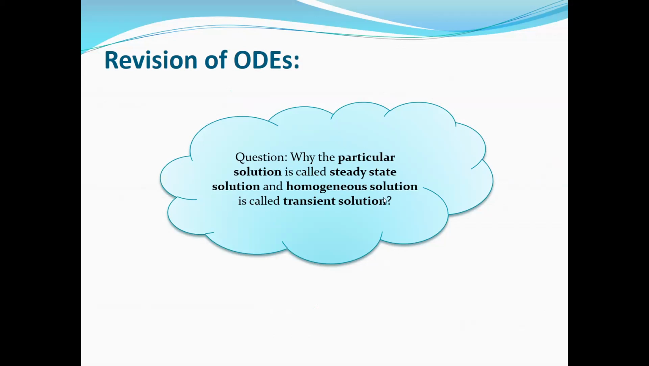In this course, in vibrations, we call the particular solution, the YP, which I explained in the previous slide, a steady state solution, and the homogeneous solution, which was explained in the previous session, is called the transient solution. You can search for the answer to these questions, and next session we can discuss more about why we call them steady state and transient solutions.